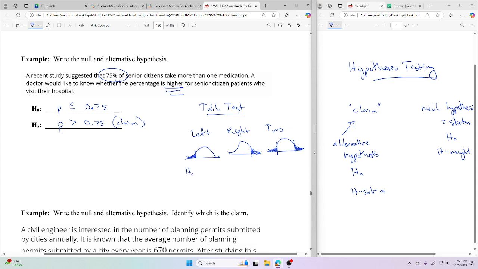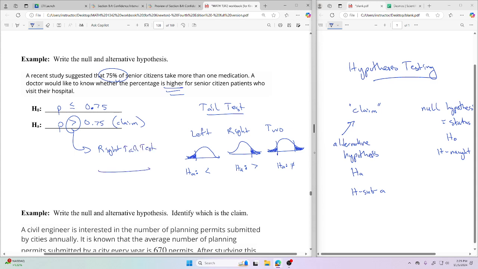When your H sub A uses the less than symbol, it'll be on the left side. When your H sub A uses the greater than symbol, it'll be on the right side. And then finally, if H sub A says not equal to, it's on both sides. There you go. So I'm looking right here, and I want to know what kind of tail test I have. That would be a right tail test.